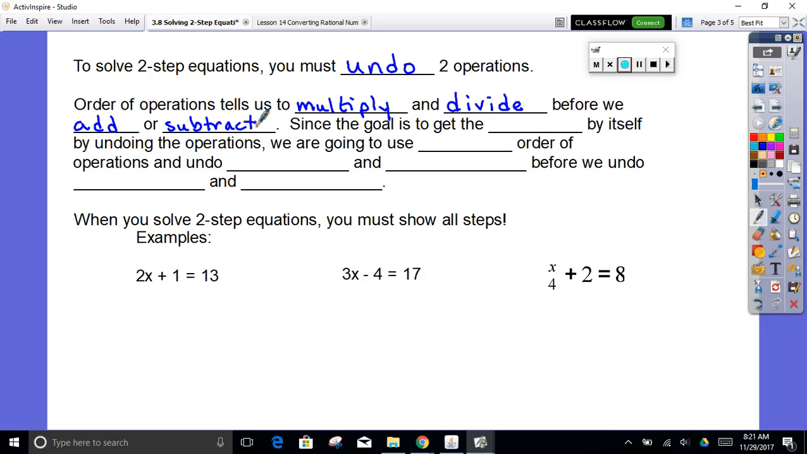But our goal when we are solving equations is getting the variable by itself. By undoing the operations, we have to do order of operations in reverse. So we're going to use reverse order of operations. We're going to undo the addition and subtraction before we undo multiplication and division.